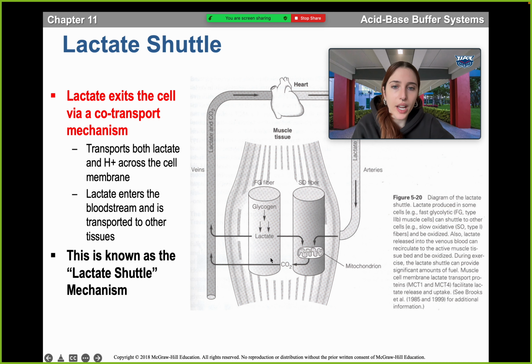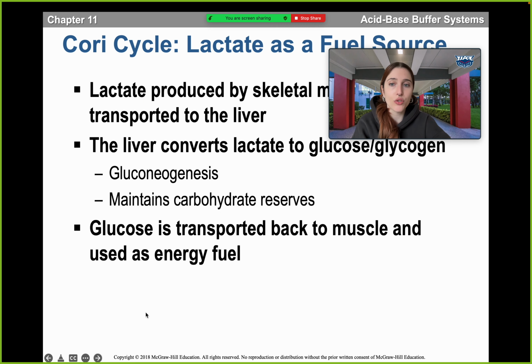What are we looking at? We're looking at a muscle with fast twitch and slow twitch fibers. We know that the fast twitch, fast glycolytic fibers are the ones producing the lactate. So the fast glycolytic fibers produce lactate and hydrogen. The lactate and hydrogen exit the cell via that co-transport mechanism up here. Then the lactate will travel around the body and be pumped to other tissues that can use it, such as the slow oxidative fibers and so on. That is known as the lactate shuttle.